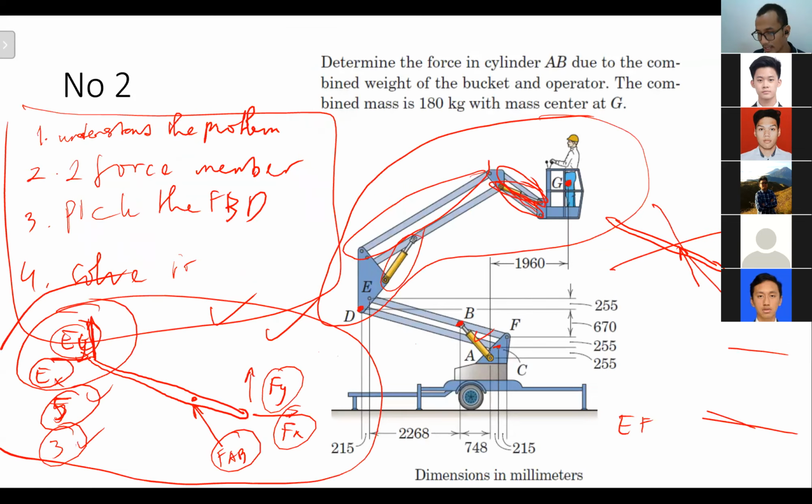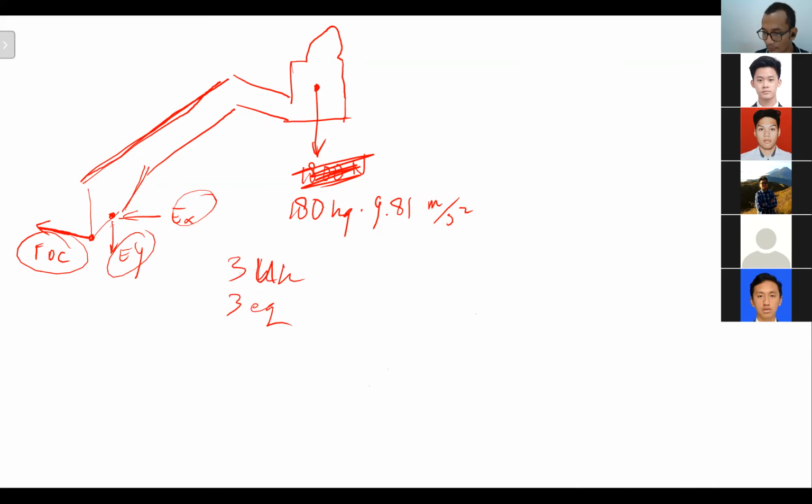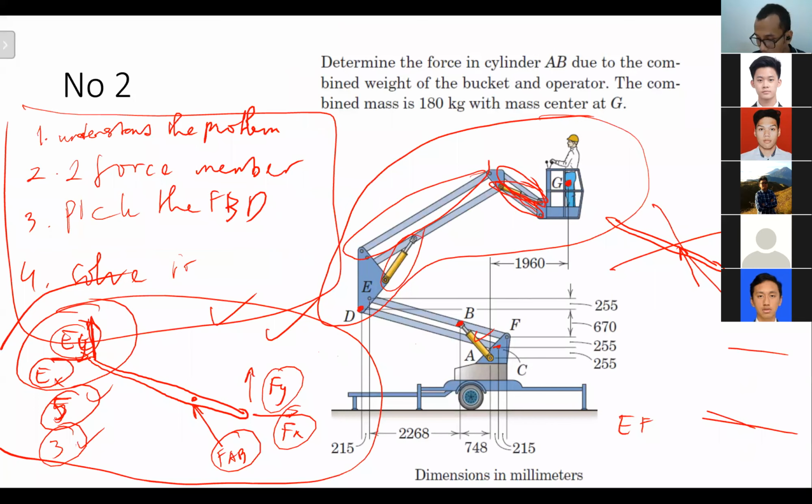So anyone else here having a problem with this? After you solve for these three equations, three unknowns, FDC, EX, EY, right? Then EX and EY in this particular free body diagram, we got the value from the previous free body diagram. Then now we are left with three unknowns, FY, FX, FAB, and we have three equations, which we can solve.